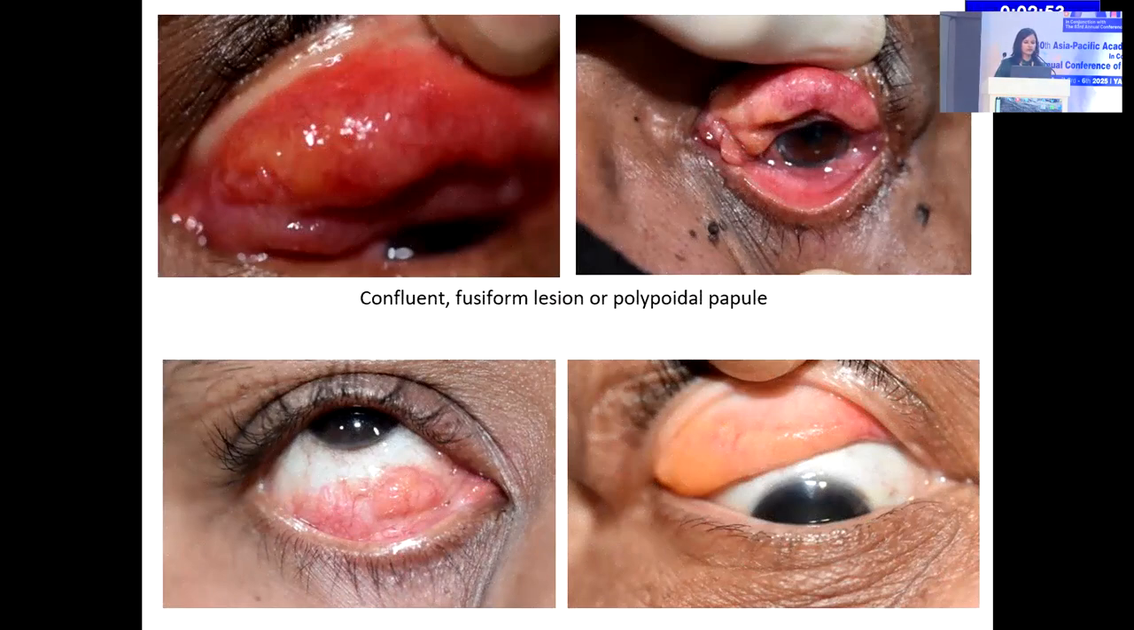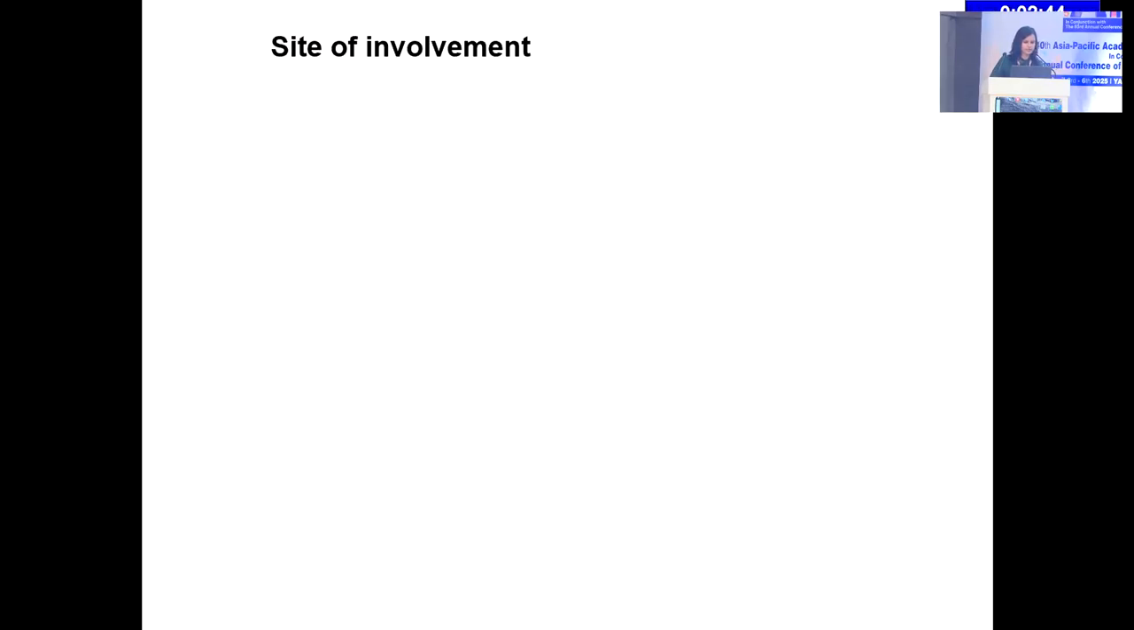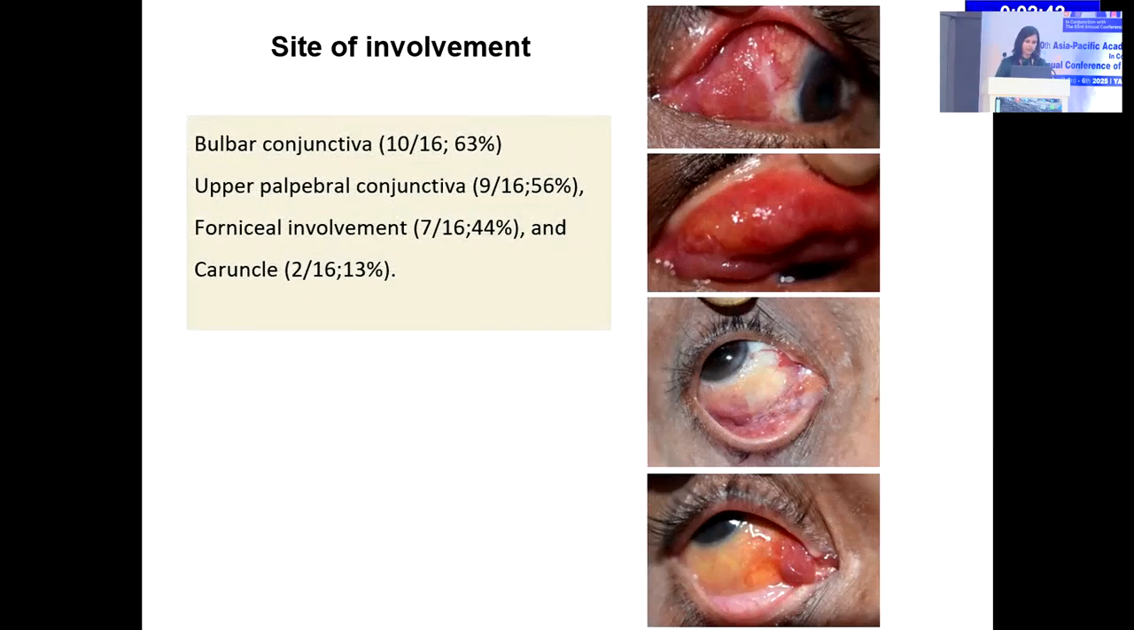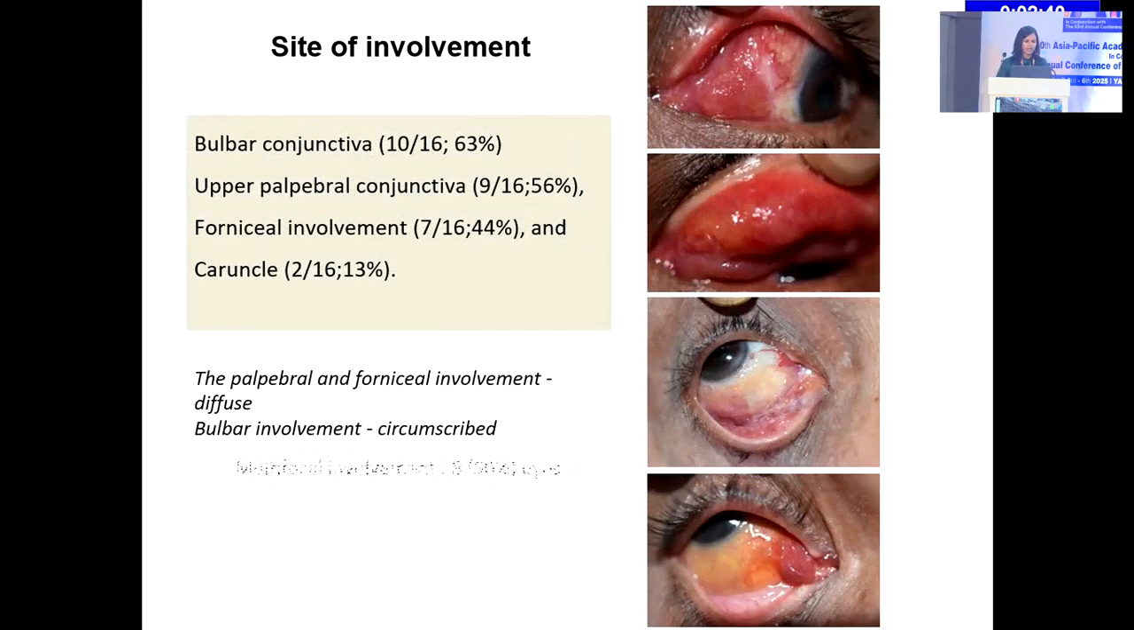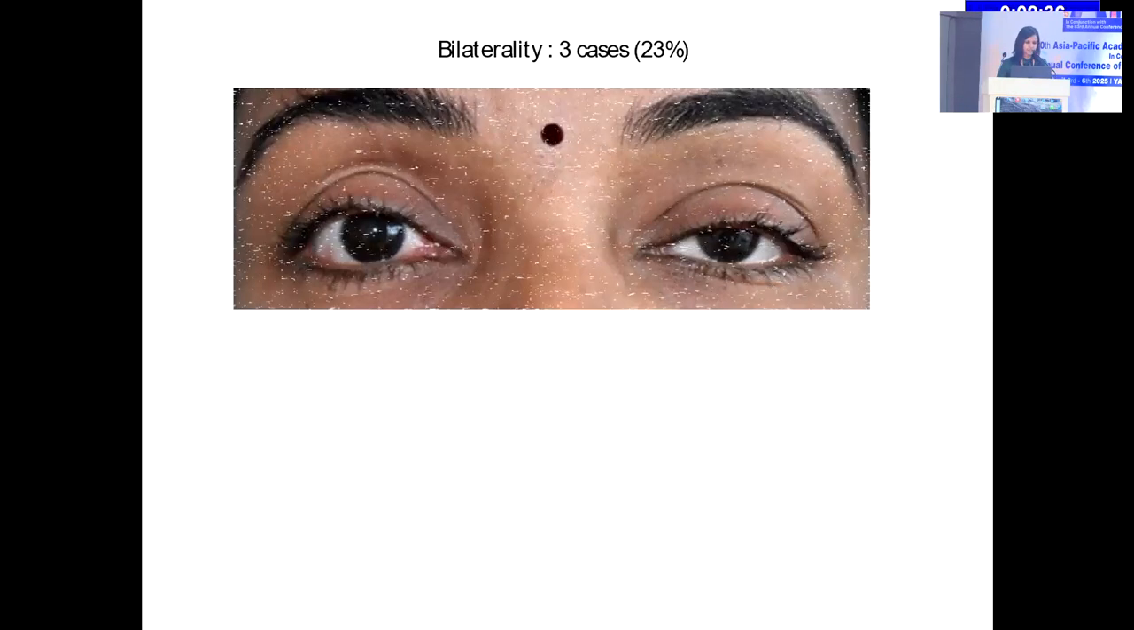The mass could be confluent, fusiform, or a polypoidal papule. But what was to be noted was the color. That is, a yellowish hue could be seen in some area of that mass if carefully looked at. Site of involvement: bulbar conjunctiva was the most commonly involved. Multifocal involvement was seen in 50% of our eyes, and bilaterality was seen in 23%.